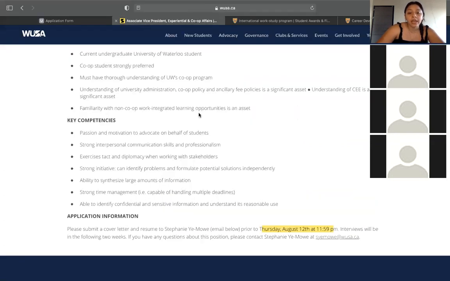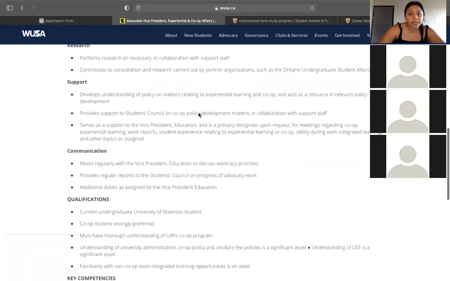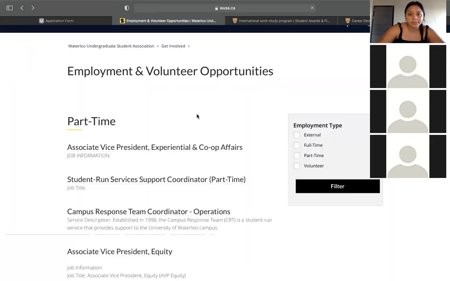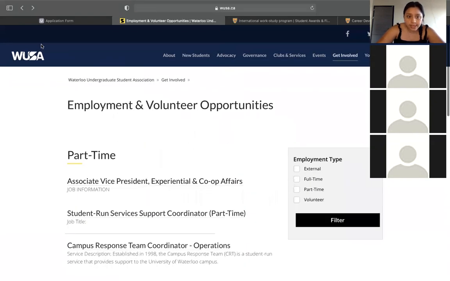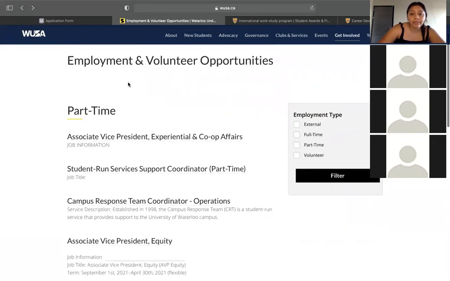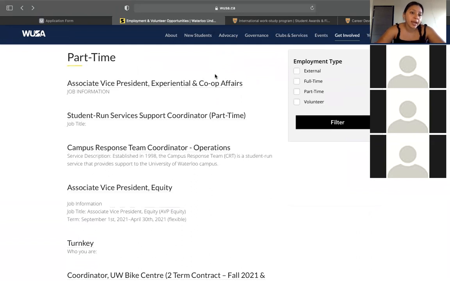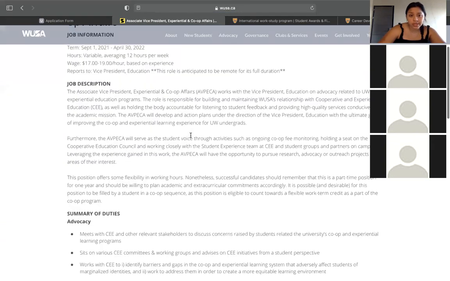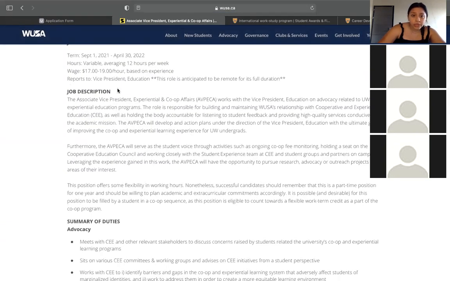The other one as I told you guys about is WUSA. So yeah, WUSA is, as I said before, the student government at the University of Waterloo. They have a section in Get Involved that's called Employment and Volunteer Opportunities, and they will have all the jobs that they have available there. So you will just click on the one that you're interested in or you think it's a good fit for you. It will give you an estimate of how much you will get paid.